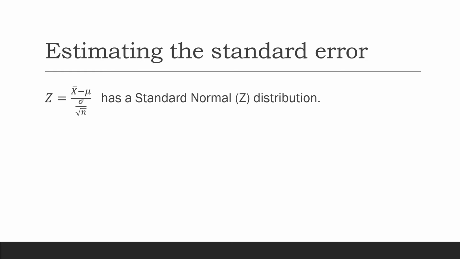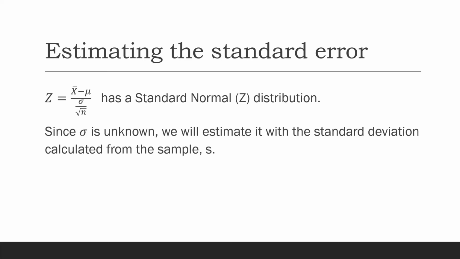When we don't know the population standard deviation, we can't use it to calculate the standard error. Now, we know that if we did know the population standard deviation, this z would have a standard normal distribution. Since sigma is unknown, we're going to need to estimate it with the standard deviation calculated from the sample, which we call S.